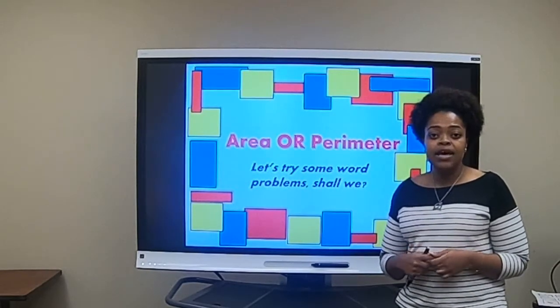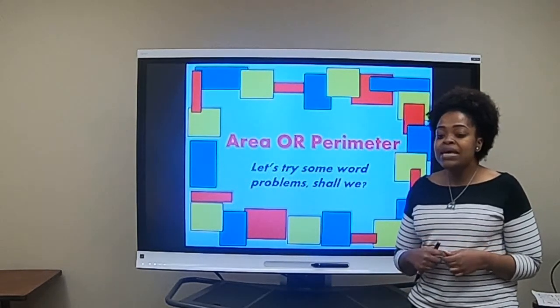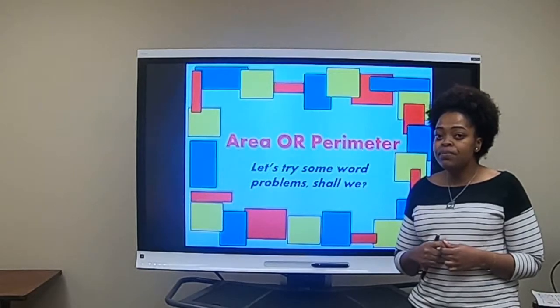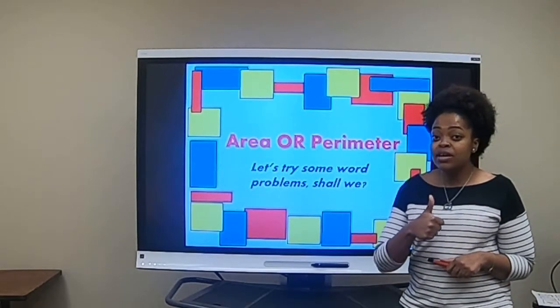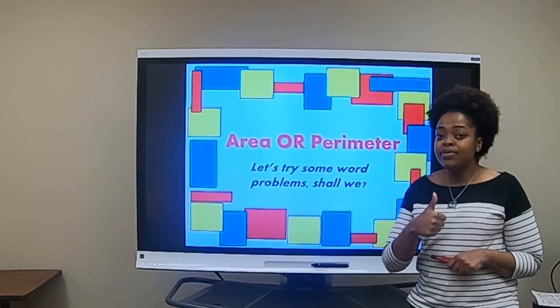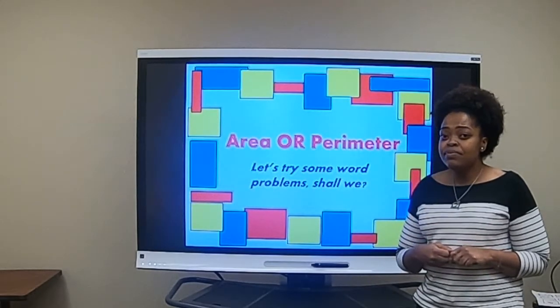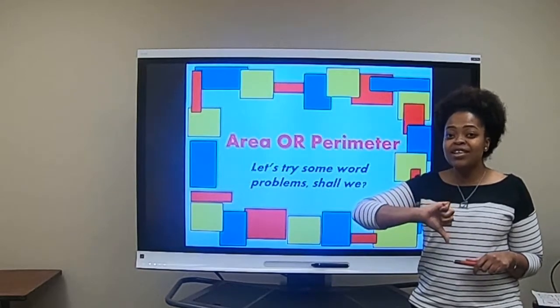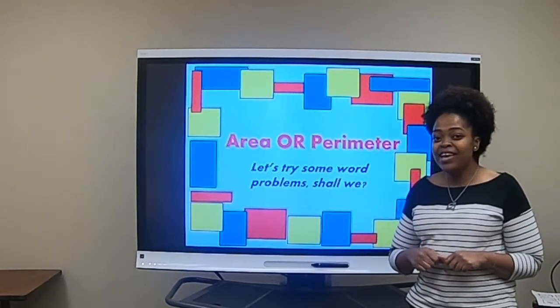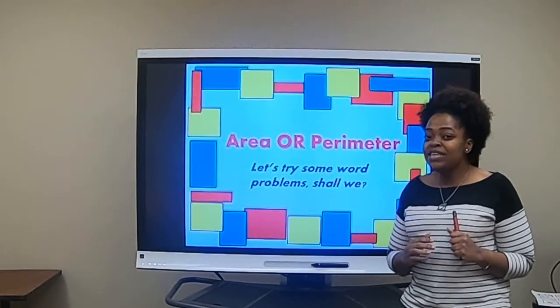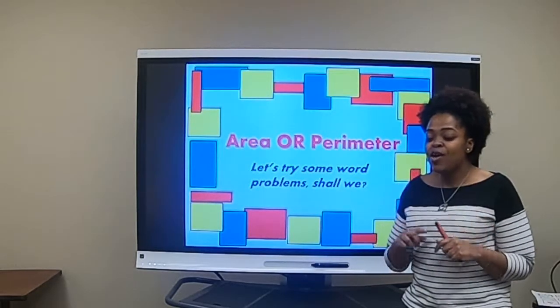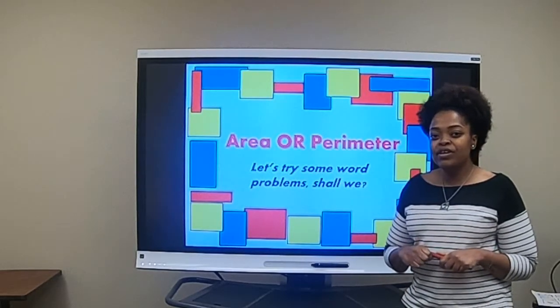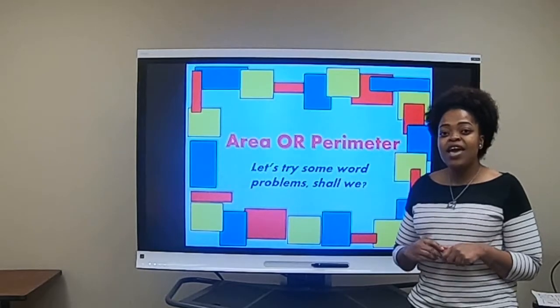If you think that the word problem is an area word problem, then you would give me a thumbs up for area. If you think the word problem is a perimeter word problem, then you'll give me a thumbs down. Okay? And make sure you listen for key terms. Remember everything that we've learned about area and perimeter.